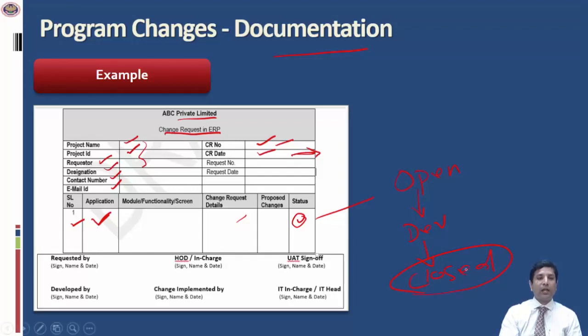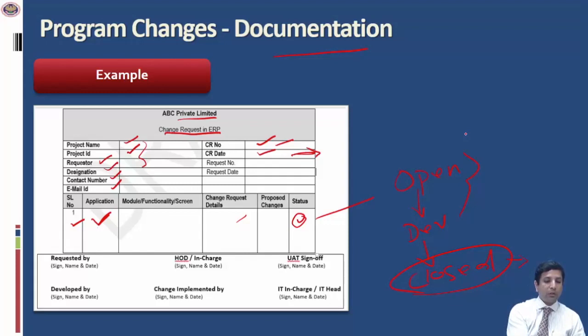Why? Because as auditors, we are only interested in those changes which have been closed, which means they are implemented. Other changes which are work in progress, we may not be very keen to look at because they don't impact the production system, and as auditors we may not have to look into those specific change requests. They don't pose a risk.